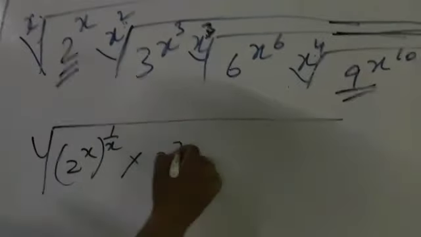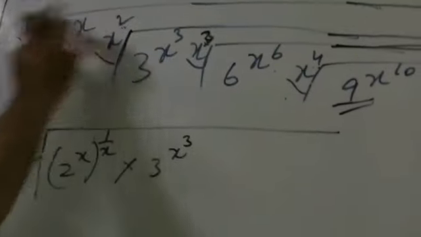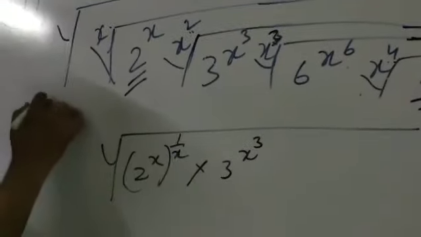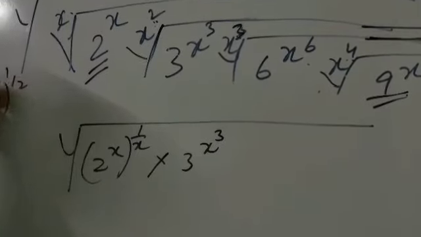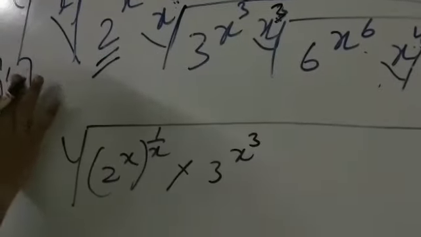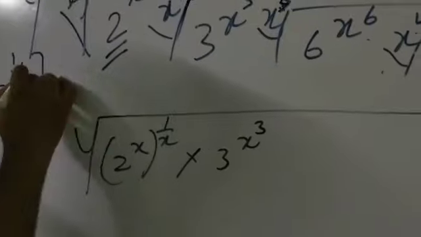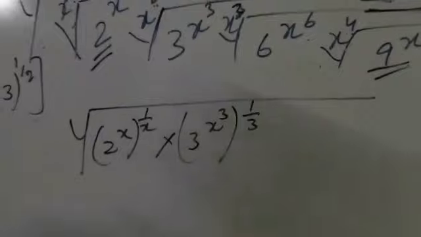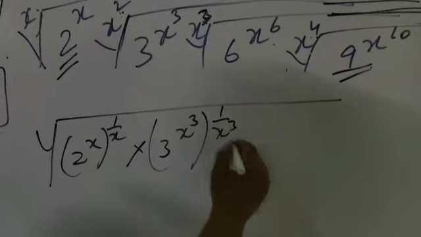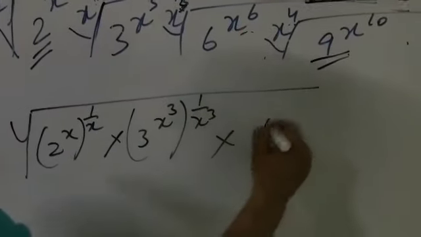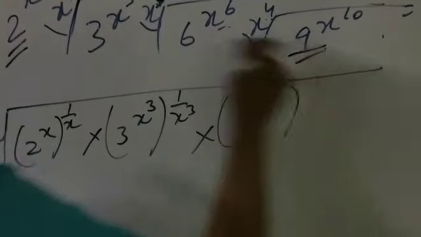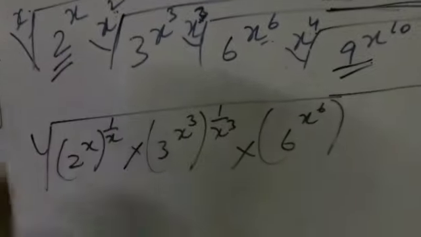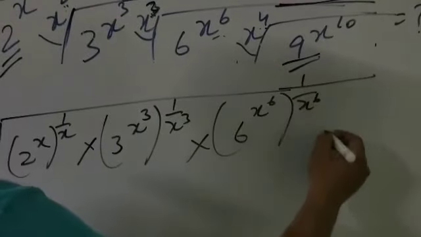2 to the power x, that is 1 upon x here. 3 to the power x cube, and this x square and this x to the power x square. 3 to the power 1 by 2, whole power 1 by 2, whole power 1, so 3 to the power 1 by 3, clear? X cube, sorry. Then 6 x to the power 6. Here x3, x2 and x1, 1 upon x to the power 6.